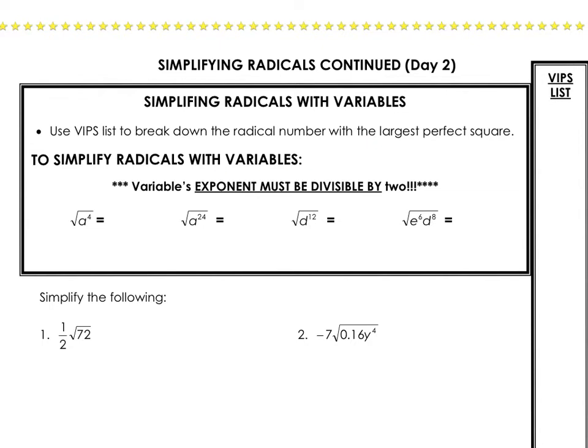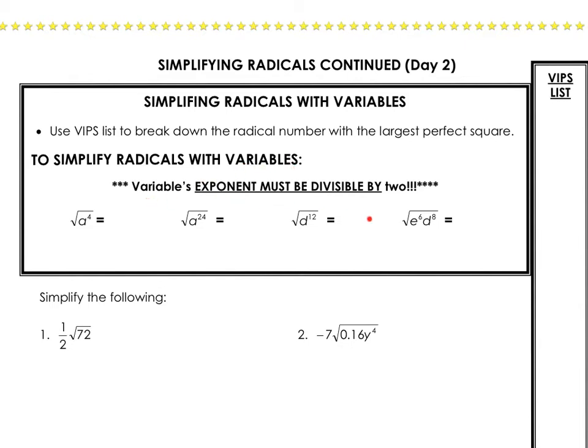So you have to write down those VIPs just like we did before, squaring every number so that we get the list of 4 and then 9 and 16 and so on, just like we did in the previous day. So you can copy that from your notes in the previous day. So use them to break down the radical number with the largest perfect square. But we have to simplify with variables now.